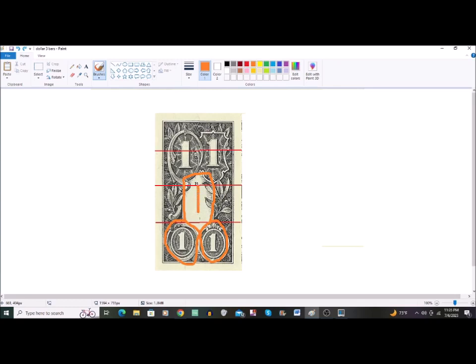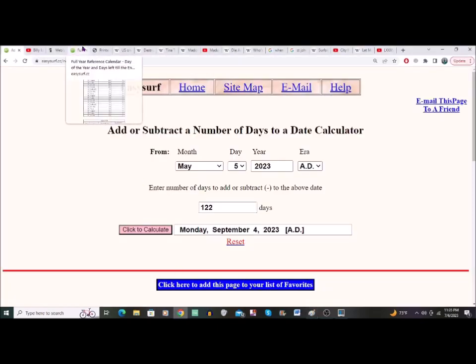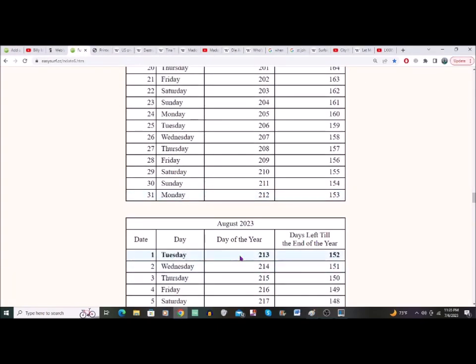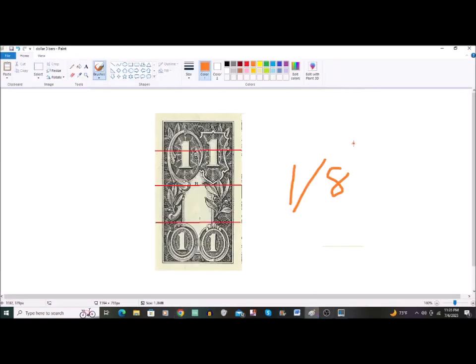So what I want to say about this is the 1 and this is the 8 here, okay? That's the 8. Now, what's interesting about 1, 8, let's go to the thing so I can write this down correctly, is, if we go to August the 1st, it is the 213th day of the year. 152 days left. So, okay, let's look at this, because there's something special here. This is a really deep hidden code, okay?